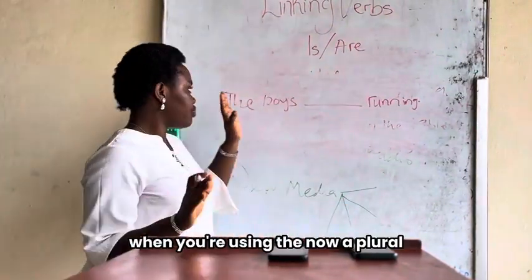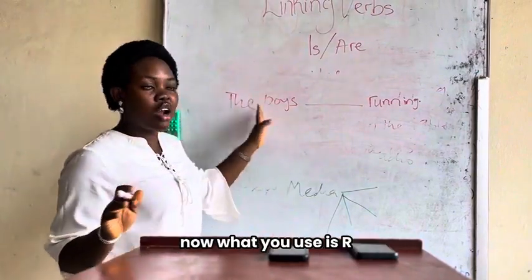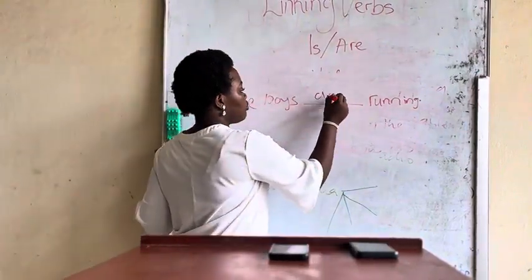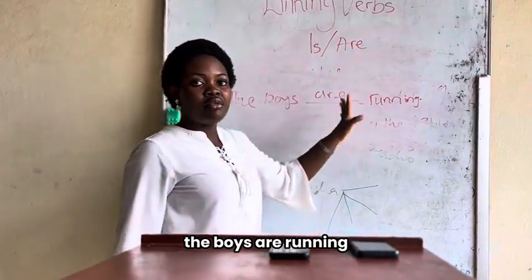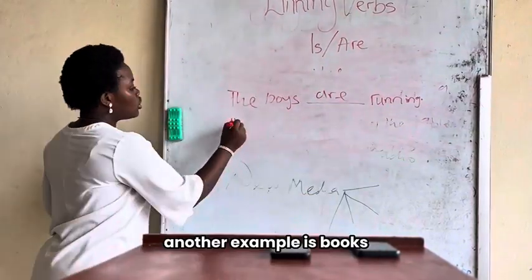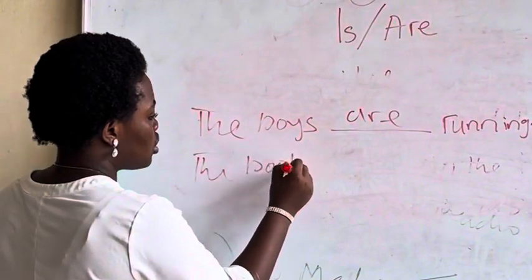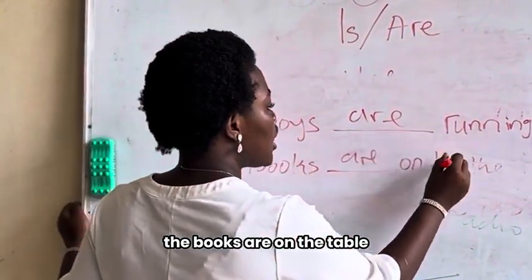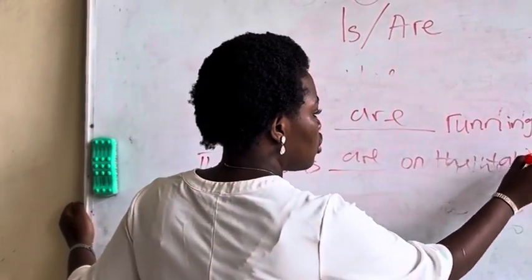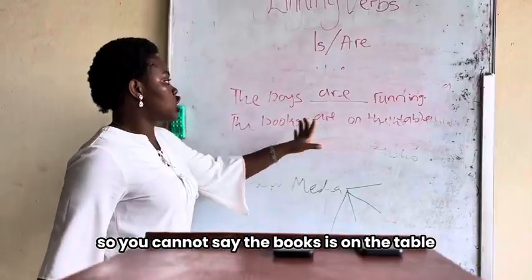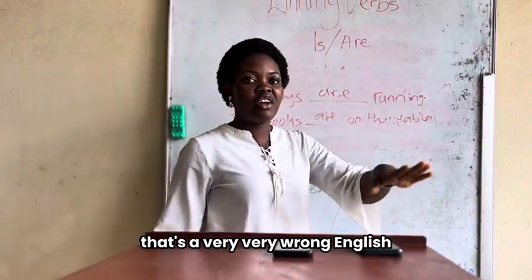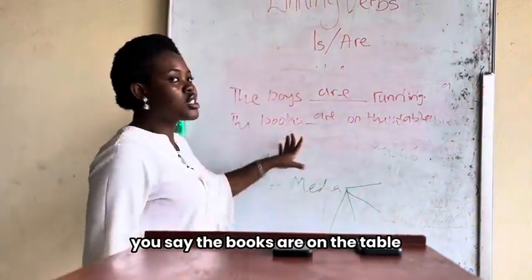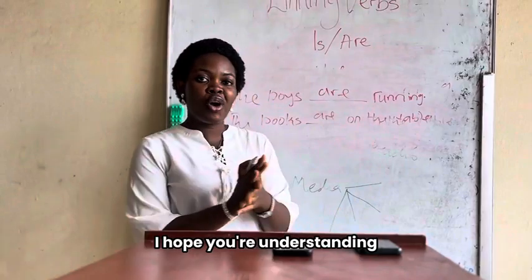When you're using a plural noun, what you use is are. The boys are running. Another example is books. The books are on the table. So you cannot say the books is on the table. That's very, very wrong English. You say the books are on the table. I hope you are understanding.